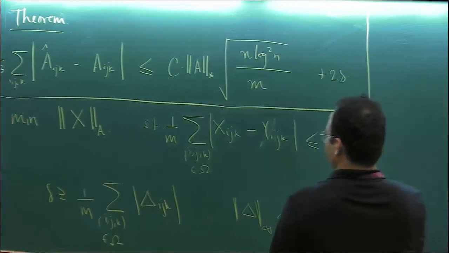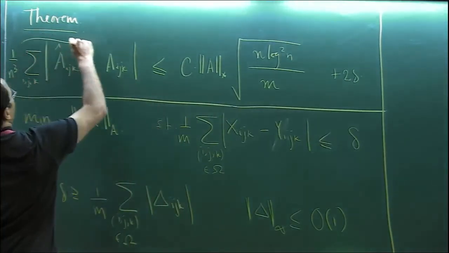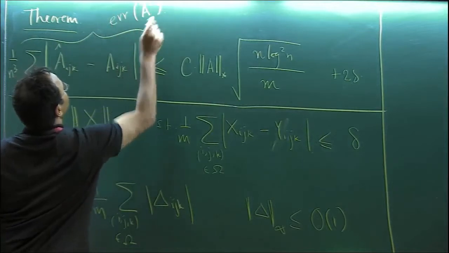All right. So how do we prove this? First, we say that, let's say this is the true error, or error over all entries.